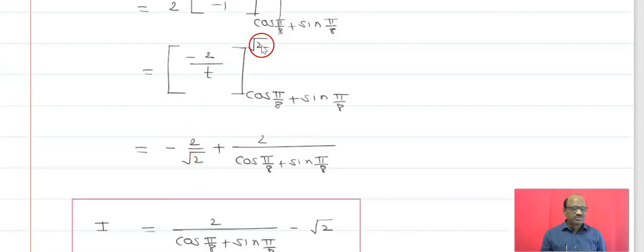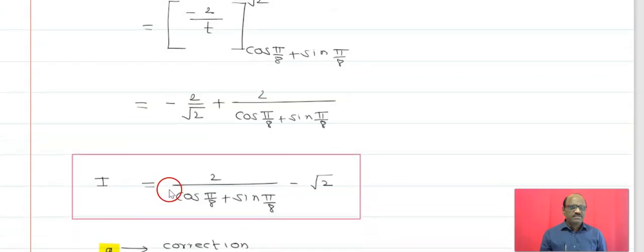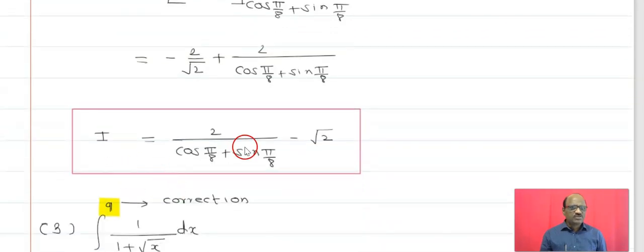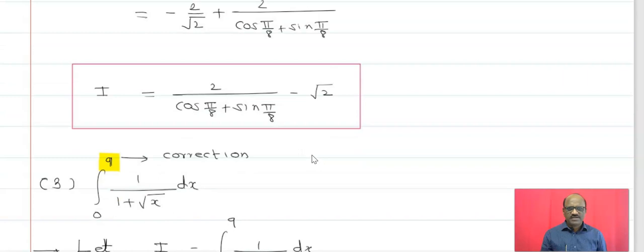Substitute, replacing t by root 2: minus 2 upon root 2 plus 2 upon cos of pi by 8 plus sine of pi by 8. Therefore, our final answer is I is equal to 2 upon cos of pi by 8 plus sine of pi by 8 minus root 2. This is the final answer.